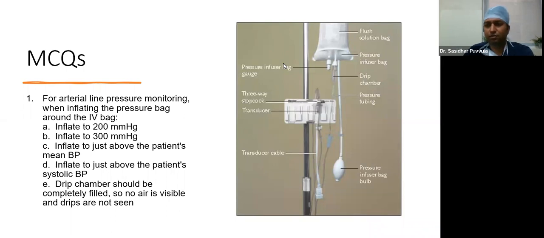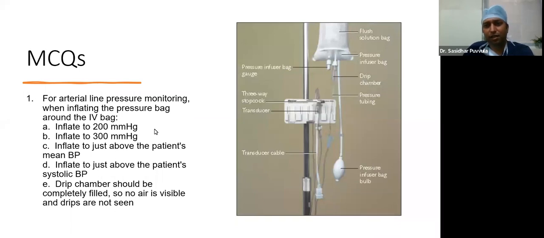So the first MCQ. For an arterial pressure monitoring system, how much should the inflated pressure of the pressure bag be? Any answers from the audience? That's correct. Somebody already answered it. Any more answers? Yes, it is 300 millimeters of mercury.